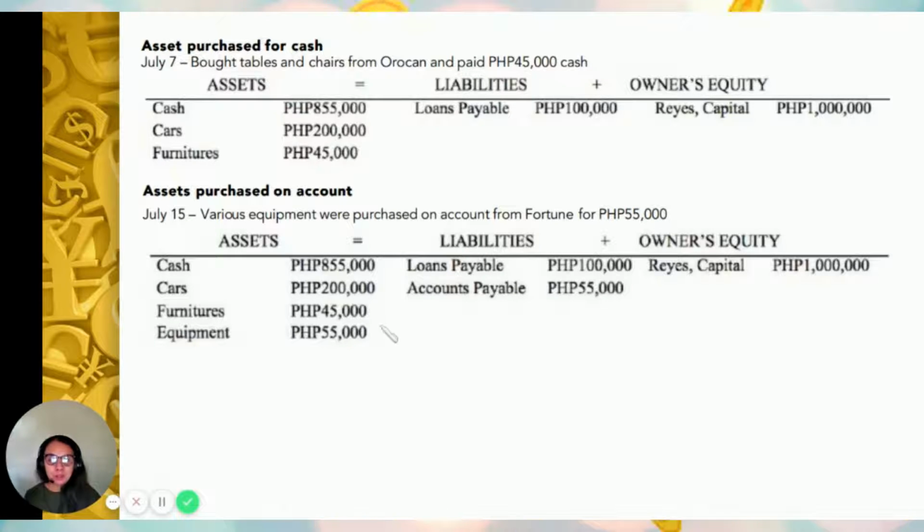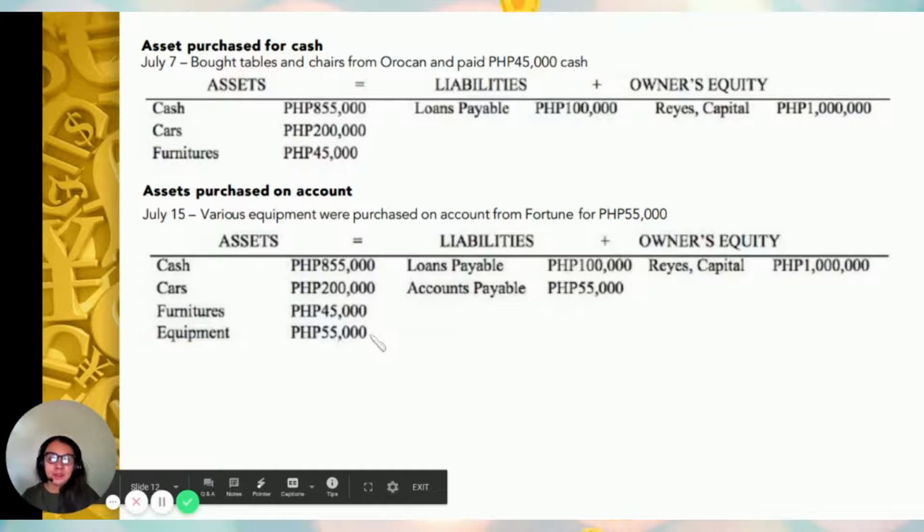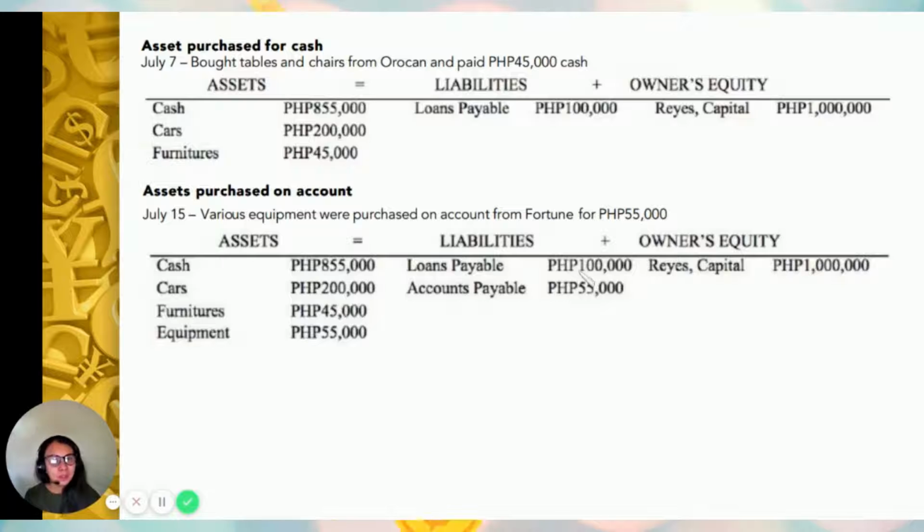Now, if you're going to add this up, it's from 1.1 million, and then we added 55,000. Now it's 1,155,000. And on the other side, it's 1,155,000. So our accounting equation is balanced. Next transaction.